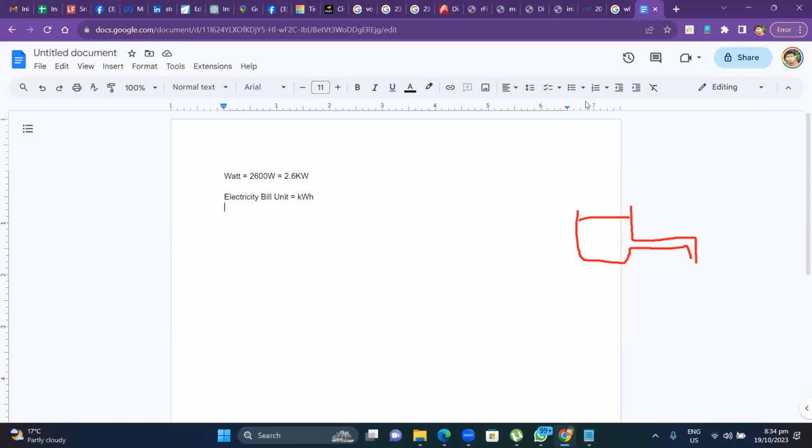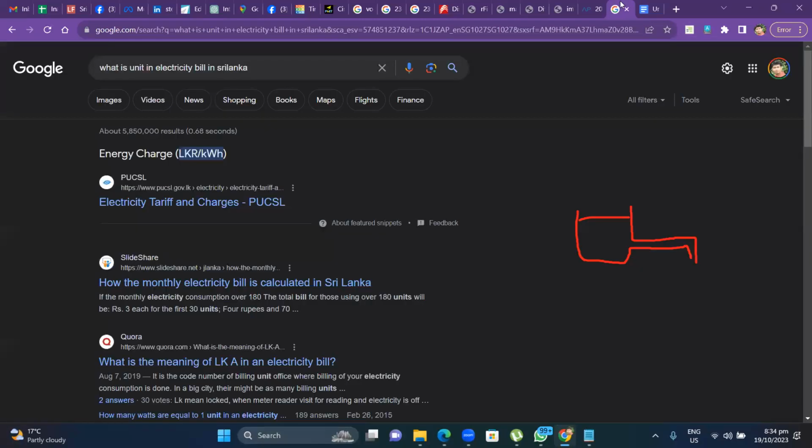Okay, let's write about the voltage, wattage. So let's write about that first. Please write the heading as Electricity.